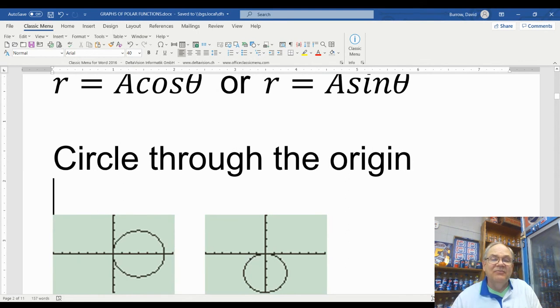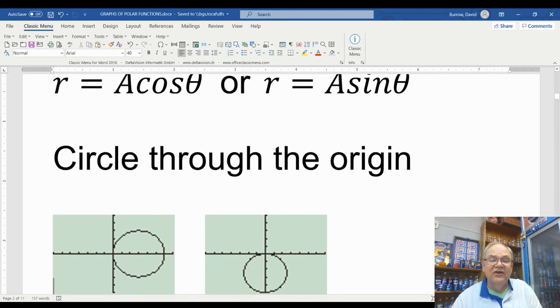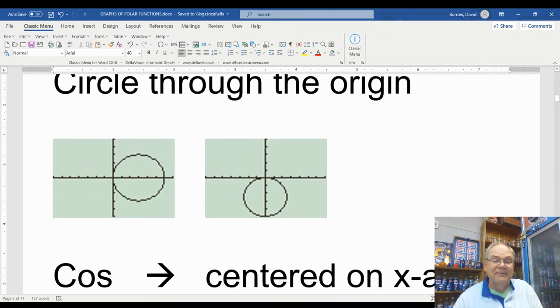The second type of equation that we looked at were ones where it had sine or cosine involved. You had things where it was r equals something cosine theta or something sine theta. Whenever that happens, you get a circle, but this time it's a circle that goes through the origin. On the graph, the equation of the circle on the left would be r equals 6 cosine theta, and the one on the right would be r equals -5 sine theta.